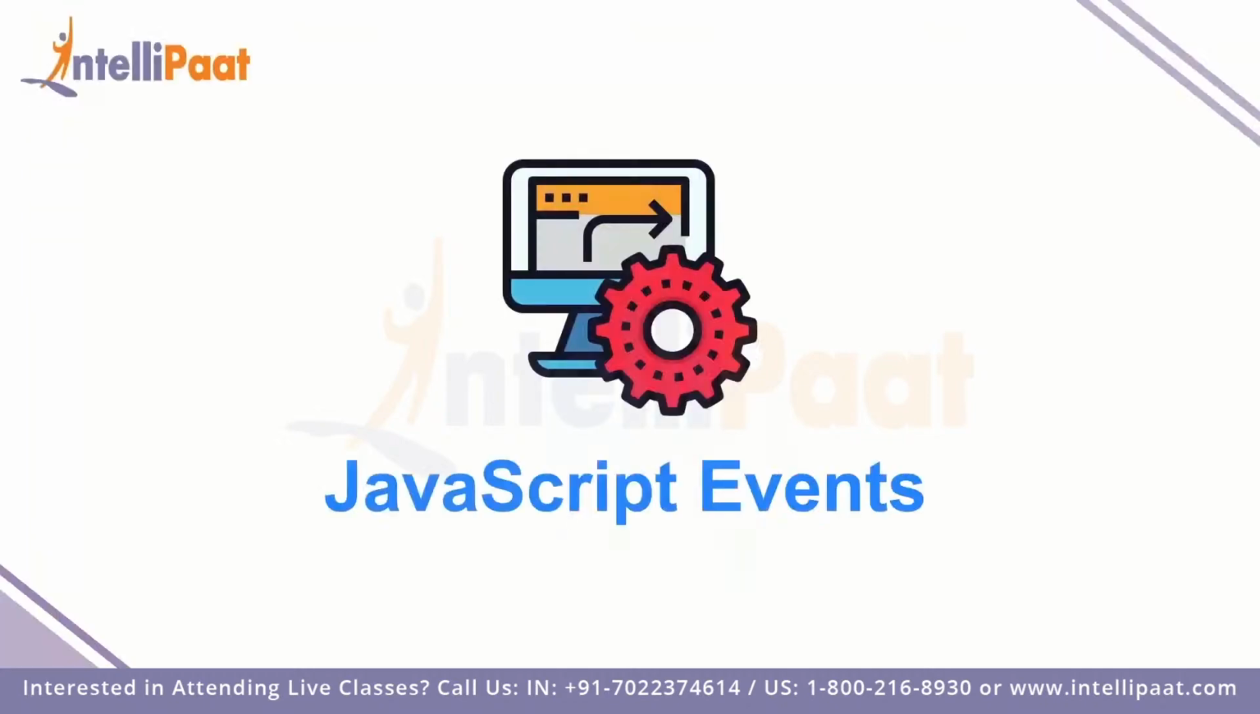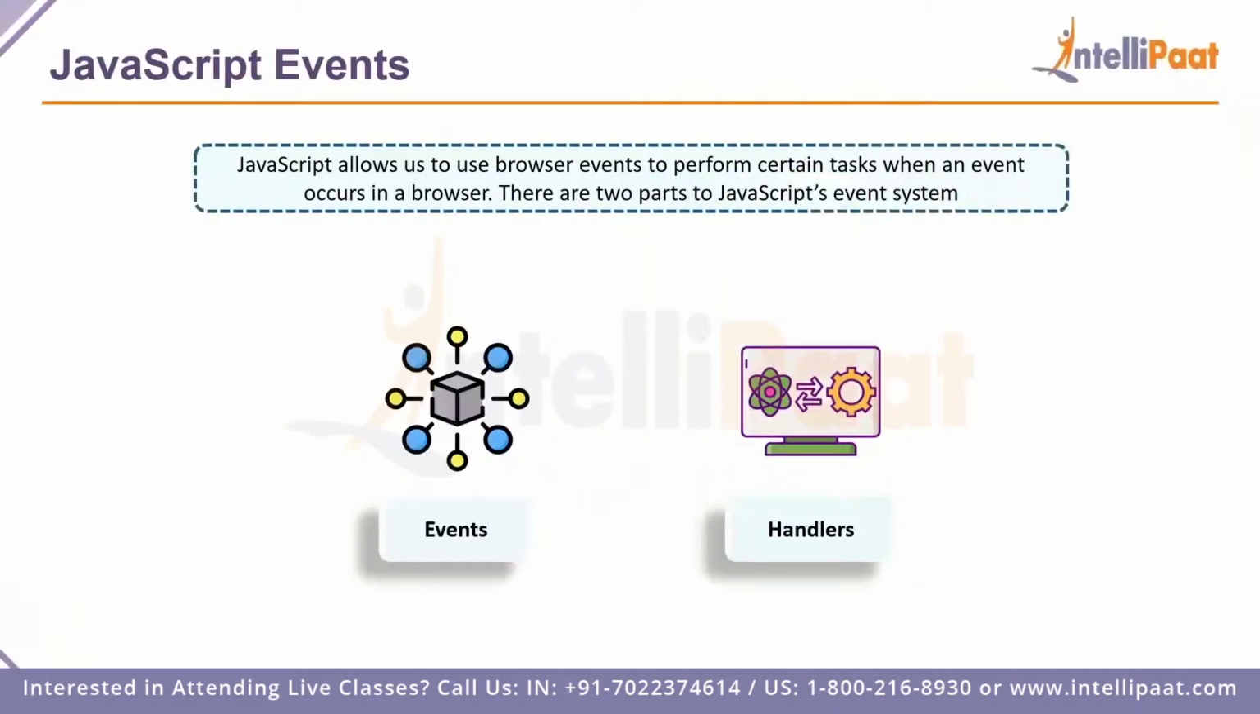Now let's take a look at JavaScript events. JavaScript allows us to use browser events to perform certain tasks when an event occurs in a browser. So there are two parts of an event system. Although JavaScript is a fundamentally event-driven system, you need to understand how to use these events in order to write code that works when the user performs certain actions. These actions could be when the user submits a form, when the user clicks on a DOM element, when the user is moving their mouse, or whatever the reason might be.